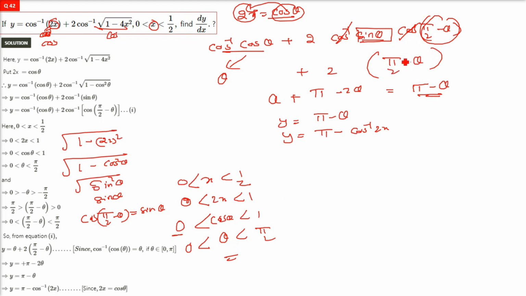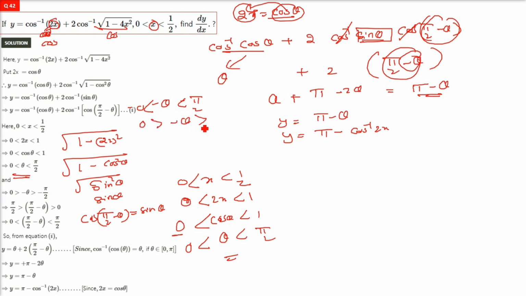Now pi by 2 minus theta. So when you have minus theta, we'll use just this result, because theta is between 0 and pi by 2. When theta is between 0 and pi by 2, let me write it here: 0 is less than theta, which is less than pi by 2. Now you need pi by 2 minus theta. So let us multiply everywhere with negative 1. So all the inequalities will change.